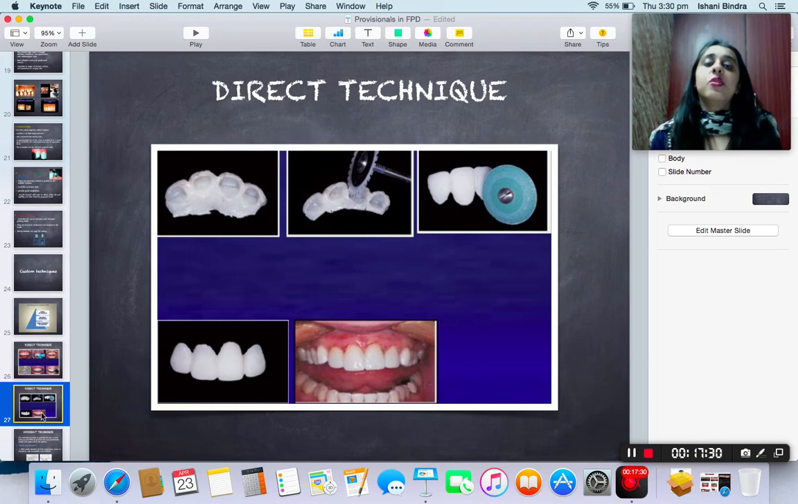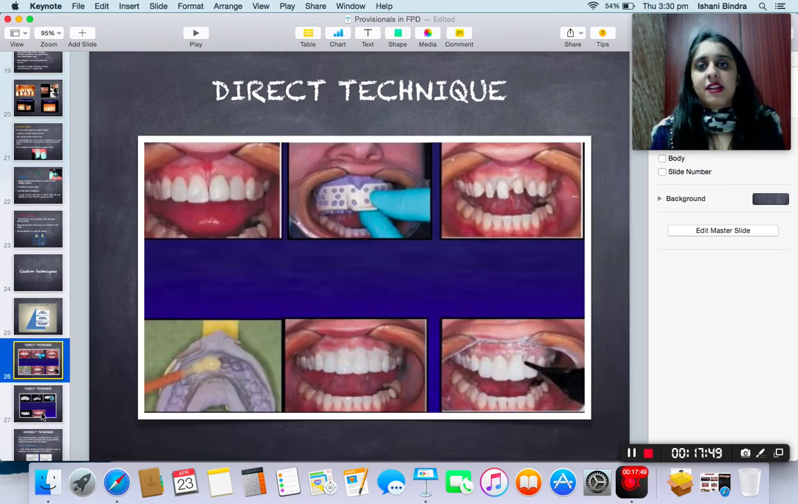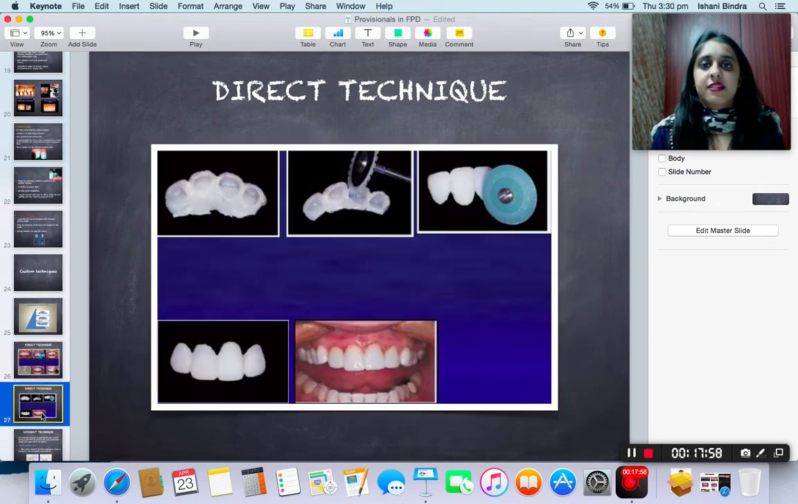So why do we call it a direct technique? Because we are directly preparing the temporary or provisional restoration in the patient's mouth. We are not taking any laboratory help, or doing any step which is not chair side. All these procedures are done chair side when the patient is present on the dental chair, and all the steps are done directly in the oral cavity. Hence the name direct technique.